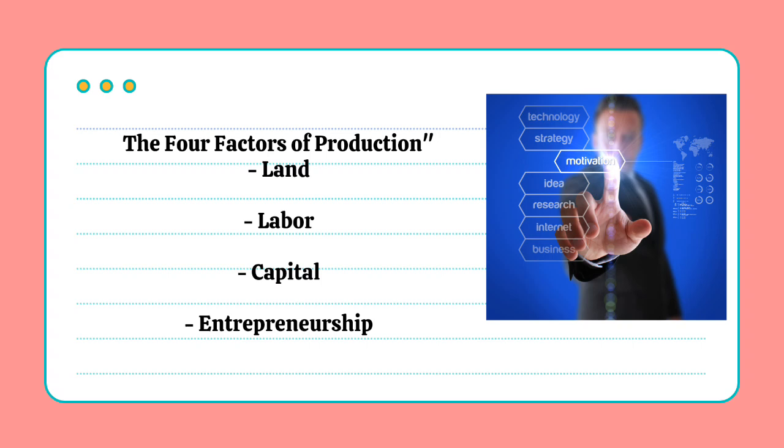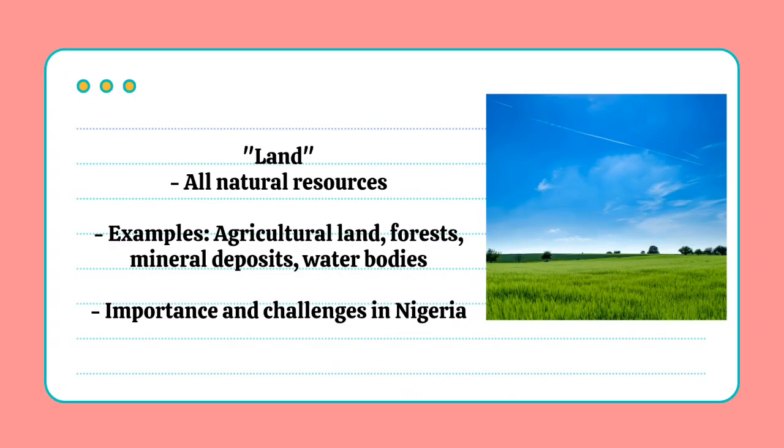What is that? Factors of production. Yes, the factors of production are resources used in creating goods or services. There are four main factors. Number one, land. Land in commerce and economics refers to all natural resources used in production. It is not just the surface of the earth, but includes agricultural land, for example the vast rice fields in Kebbi State, forests like the tropical rainforest in Cross River State, mineral deposits such as the zinc mines in Plateau State, water bodies including the fishing waters in coastal areas of Lagos and Rivers States, air and sunlight, using solar energy production in northern Nigeria.